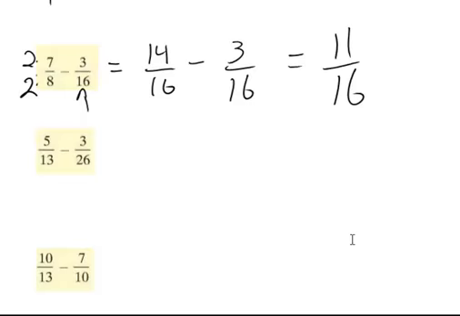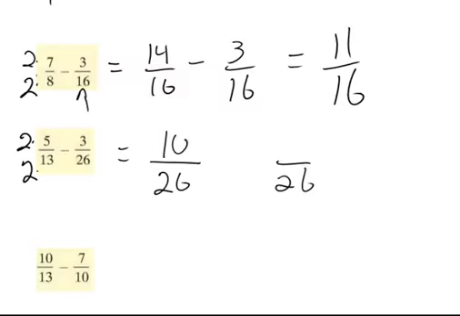So let's take a look at the next one. Again, 26 is a multiple of 13, so 26 is my common denominator. I'm multiplying that by 2, so I'm multiplying this one by 2. That's 10. I'm not changing this denominator, so I'm not changing the number on the top, and that's 7 over 26.